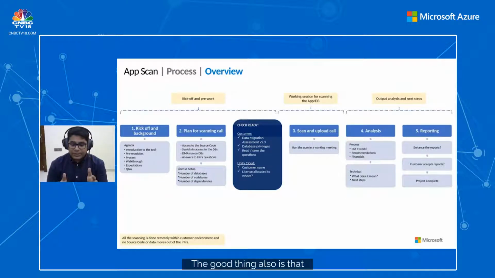The good thing also is that you get 1 year access to this tool with unlimited scans. So if you have made some changes to the application, you can rerun a scan as well, and you can see how your readiness score has improved over a period of time. Many customers do that. They make some changes, rerun a scan, and make sure the readiness is going up to 100%. So that's the key message.